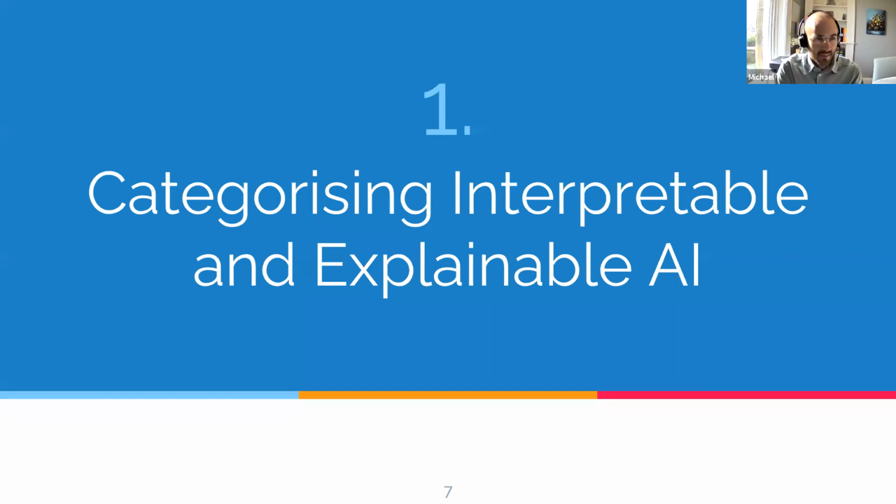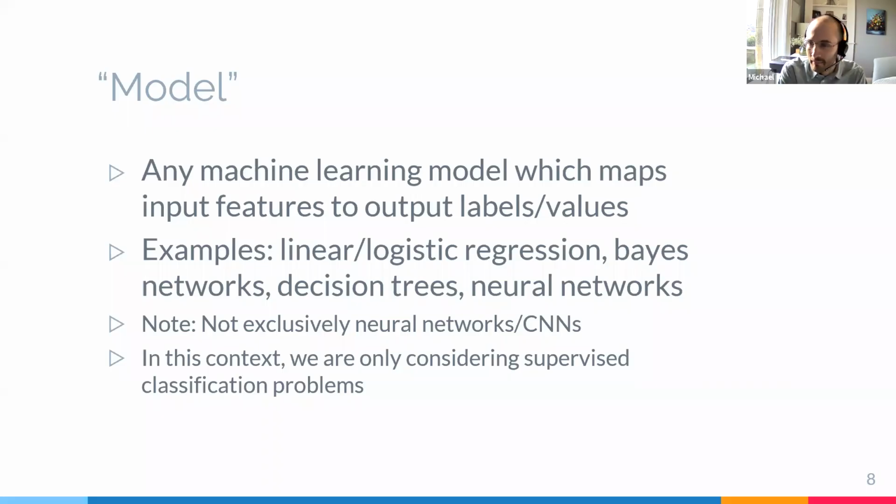So the first section then is actually just a bit of a primer on interpretable and explainable AI, and so we'll go through some very basic terms, what we mean. By a model, no surprises here, we just mean any machine learning model mapping input features to outputs. And it's important to note that we don't exclusively mean neural networks or CNNs or any particular type of model. These explanation techniques can apply to any type of machine learning model.